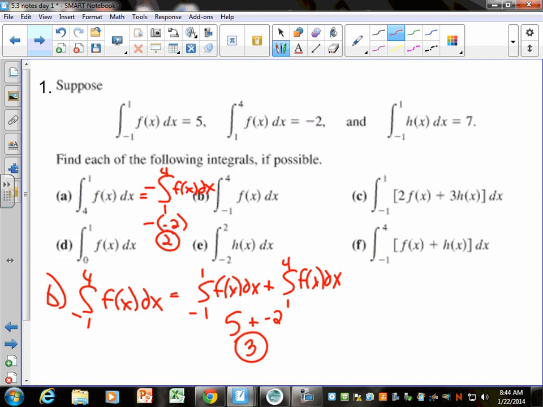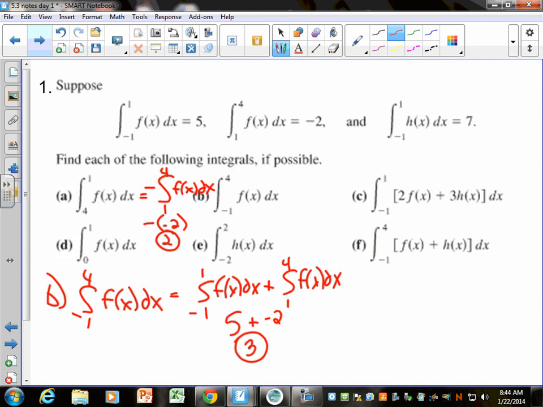Look at part C. The integral from negative 1 to 1 of 2f of x plus 3h of x. This is using the constant multiple rule and the sum and difference. Negative 1 to 1 of f of x, we have that. Negative 1 to 1 of h of x, we have that. And so you could just, again, I don't know how much work you're going to show here. On my paper, I wouldn't really rewrite it.